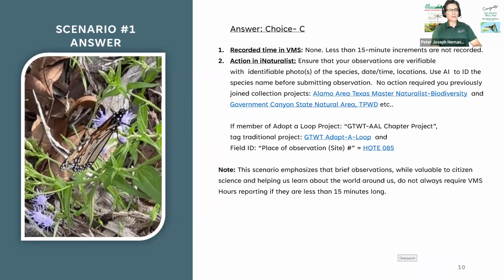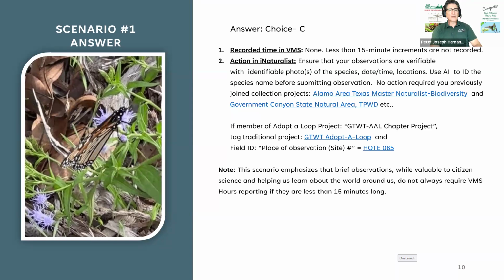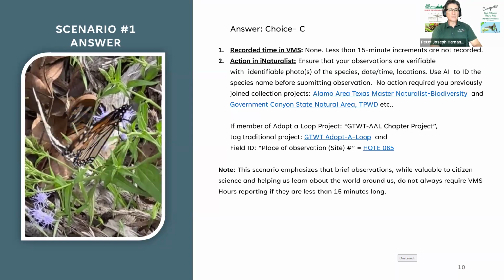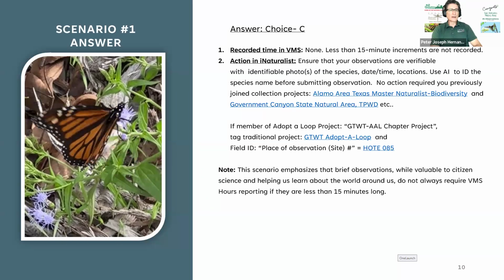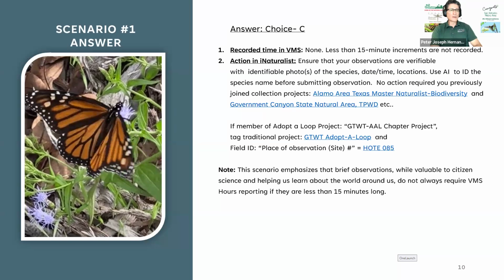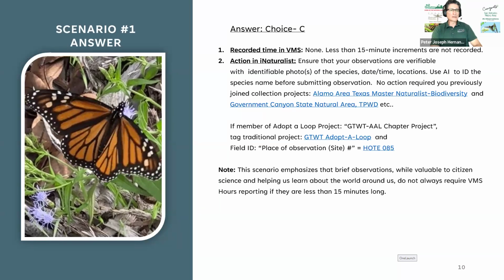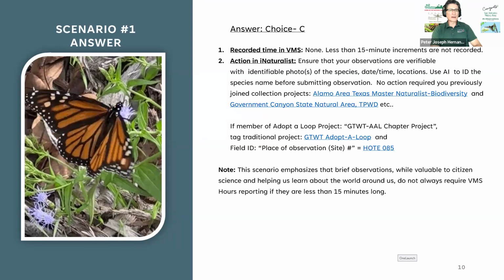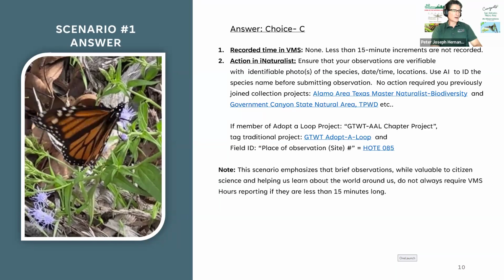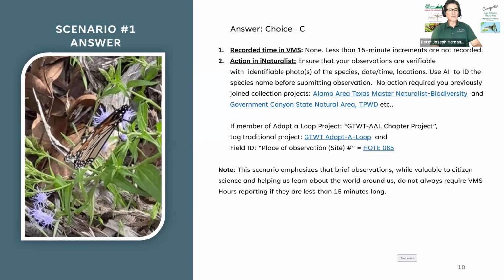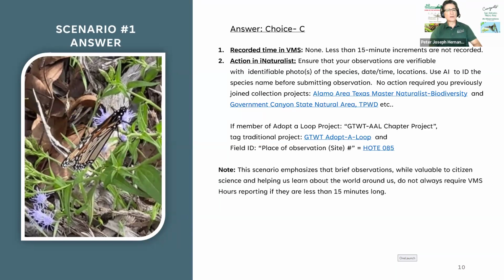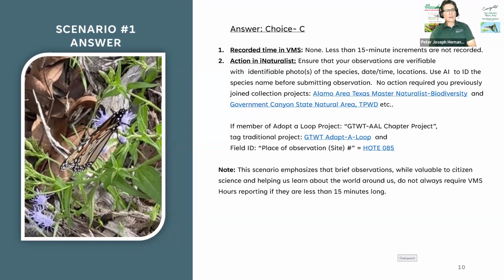not a traditional project. But on the flip side, I do know that Government Canyon is on the Great Texas Wildlife Trail project, and you have to go in and tag that, and then put on the field ID under place of observation. You do have to tag that as HOT 085, and that's just something that is done with that traditional project, if you're familiar with that. So some traditional projects will need you to go in and tag that.